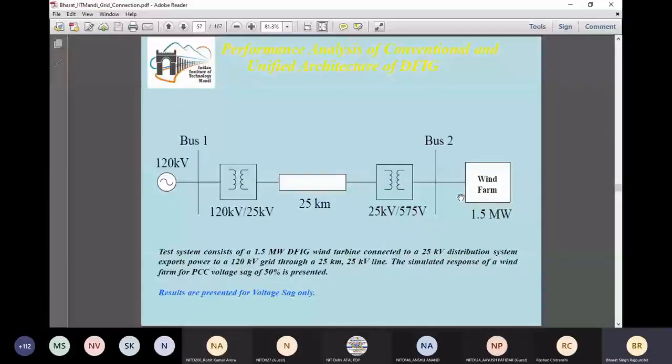In it, a 1.5 megawatt wind farm is connected to a 120 kV grid. The doubly fed induction generator is of 575 volt, and a 25 kV to 125 kV transformer is also utilized to connect to the grid, with a distribution feeder of 25 kilometers. The system is simulated and presented here only for the voltage sag, where a 50% voltage sag has happened.